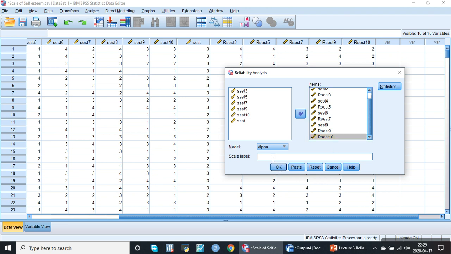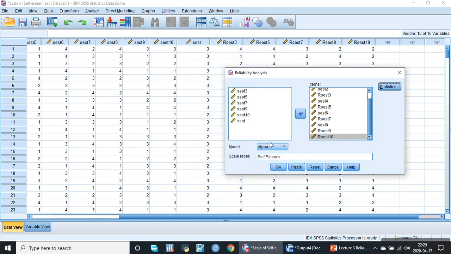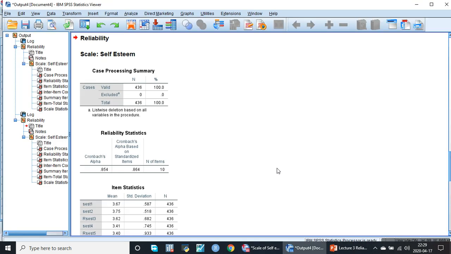Write here the name of the scale, that is self-esteem. In statistics, click item, scale, scale if item deleted, and descriptives. Under inter-item, click correlation. In summaries, click on correlation. Click continue and click OK.